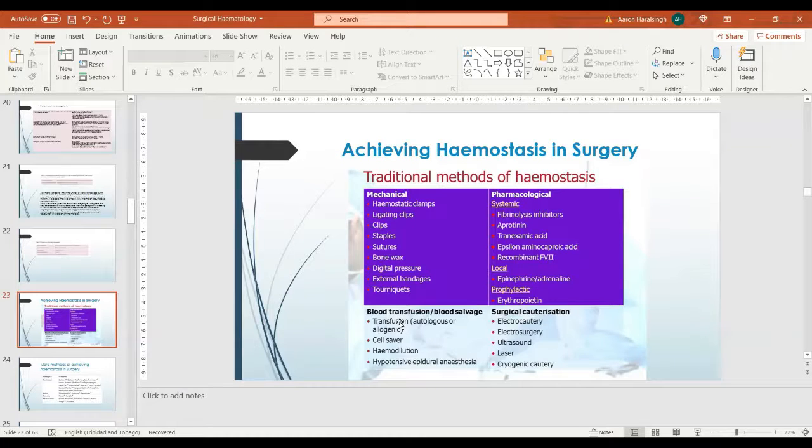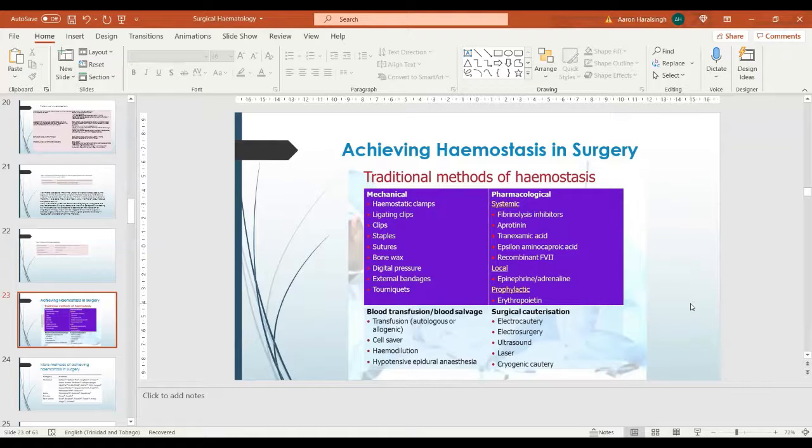When it comes to blood transfusion or blood salvage, you can do blood transfusion, which can be most often allogenic, or it could also be autologous. You can use the cell saver. You can employ techniques like hypotensive epidural anesthesia, which aims to keep blood pressures low to minimize blood loss, or you can use methods like hemodilution, of which there are a few methods, one of which is acute normovolemic hemodilution, and then there's preoperative hemodilution as well.